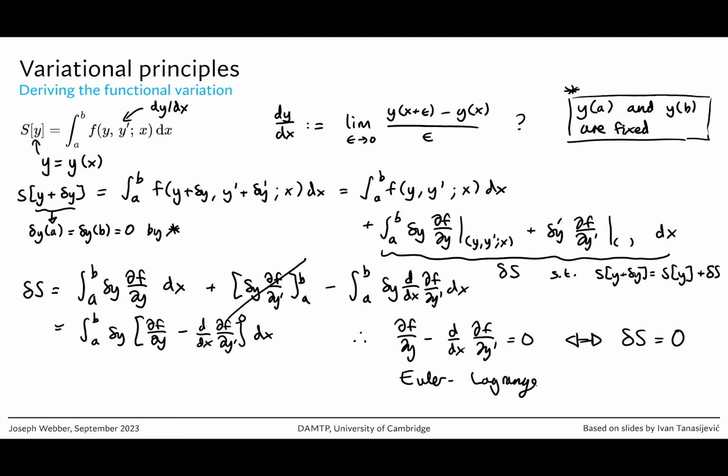And this is the equivalent of finding a maximum or a minimum of a function. If you can find a solution to the Euler-Lagrange equation, it will be an extremum of the functional. And this is incredibly helpful in an awful lot of problems.